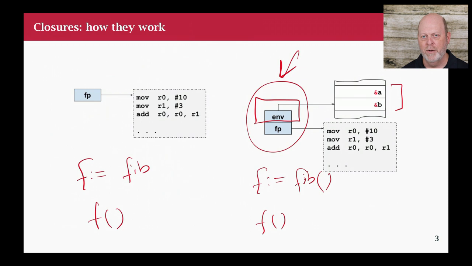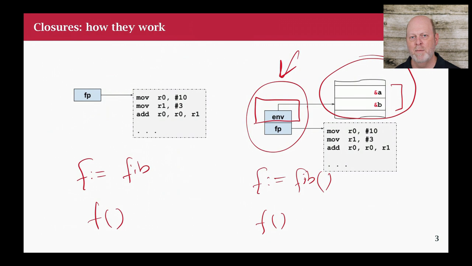If I go back to this slide and look at this picture again for my closure, I made a very strong point here. In the environment, I didn't just write a and b, I put little ampersands in front of them in red because I wanted to make it clear that what's being held in that environment as part of the closure are references to a and b, pointers essentially to a and b.